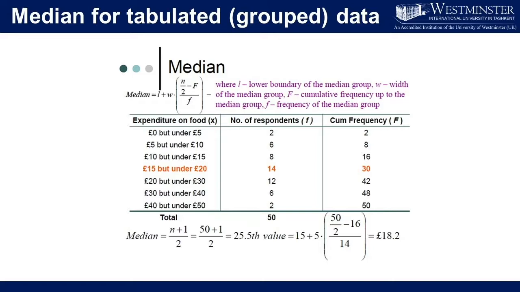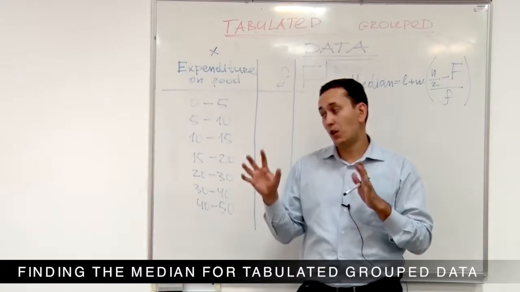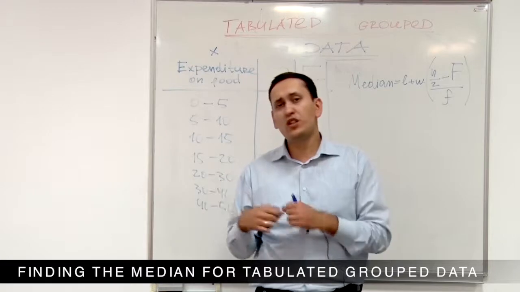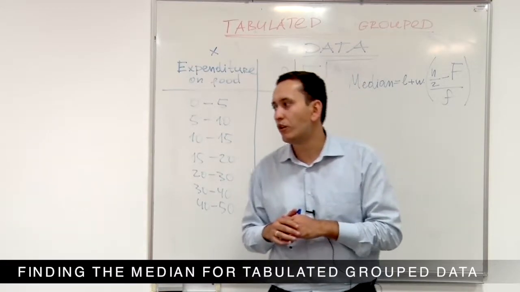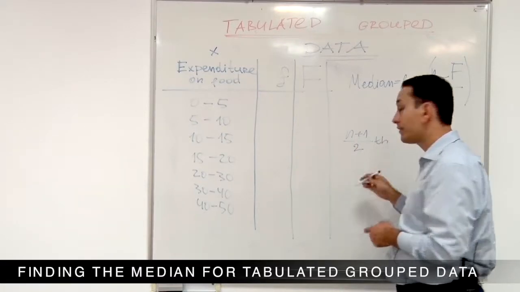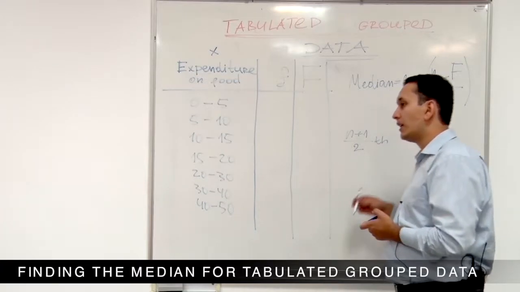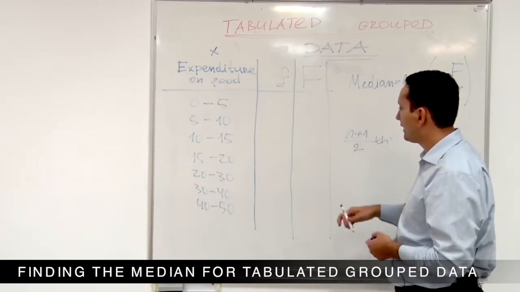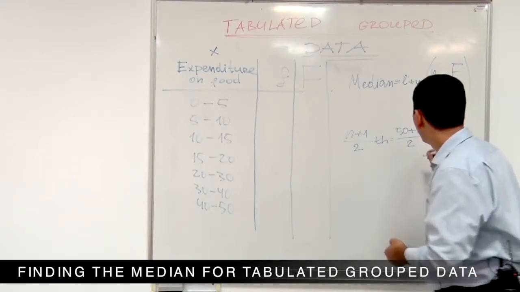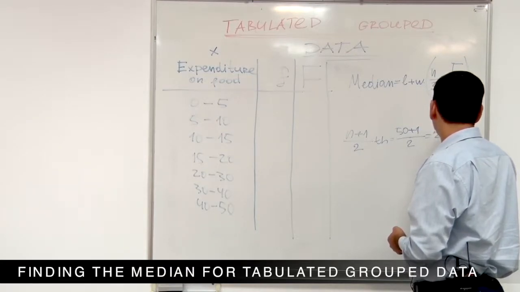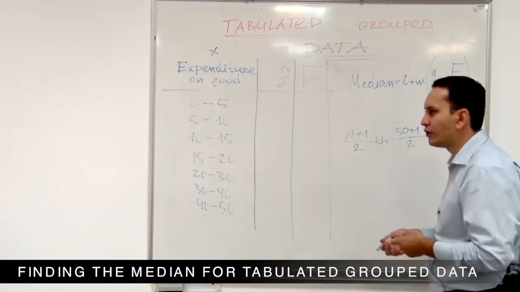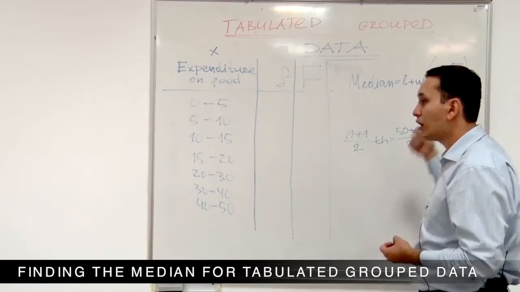The median group is, again, the group where our median is located. But how do you find that median group? We find it by using the previous formula that we use for finding medians for different structures of data: n plus 1 divided by 2. So just finding the order of the median. In this case, n is equal to 50 because there were 50 respondents, plus 1 divided by 2, you get 51 divided by 2, that's going to be the 25.5th value. And now we use the formula given on top to find the median.